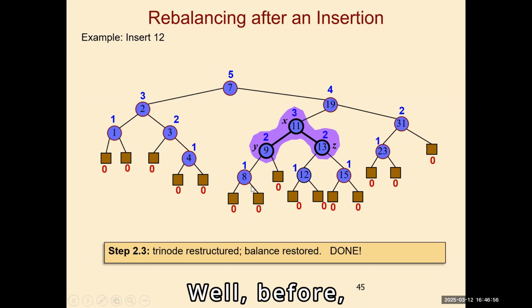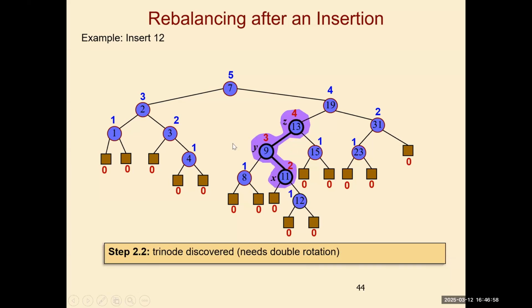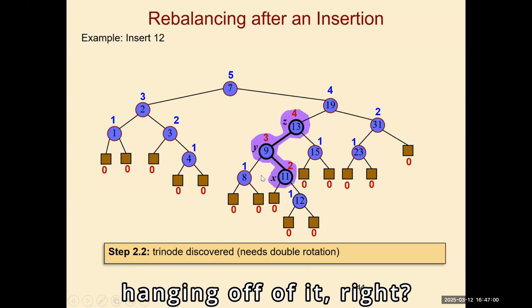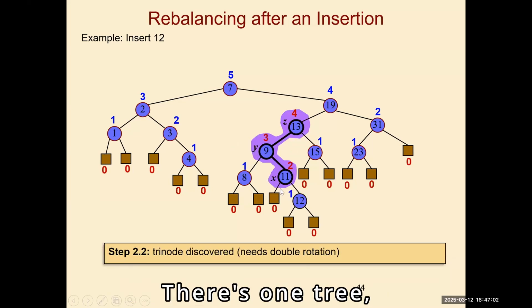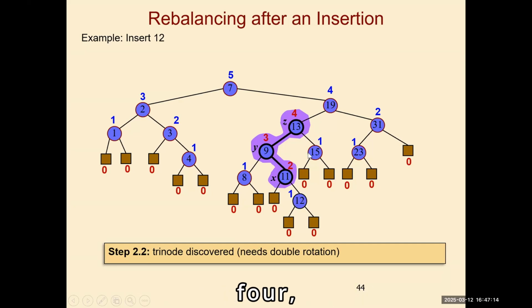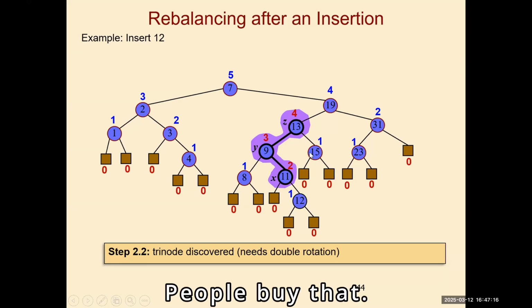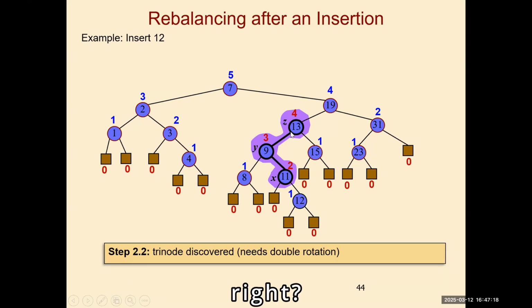And now, who's hanging off of it? Well, before, there were 4 trees hanging off of it, right? There's 1 tree, 2 trees, 3 trees, 4 trees. Oh, let's see. Oh, yeah, 1, 2. Oh, this whole thing is a tree. 3, 4. Right? People buy that? You see the 4 trees, right? You look at these 3 nodes.